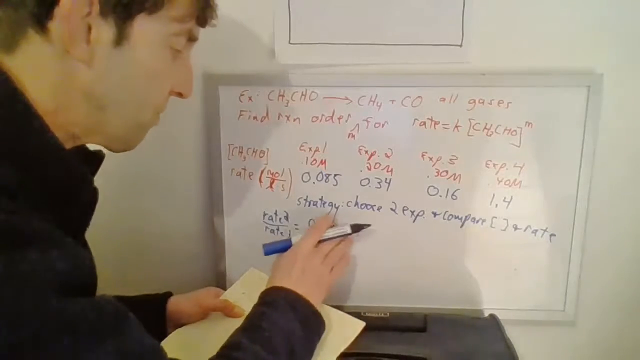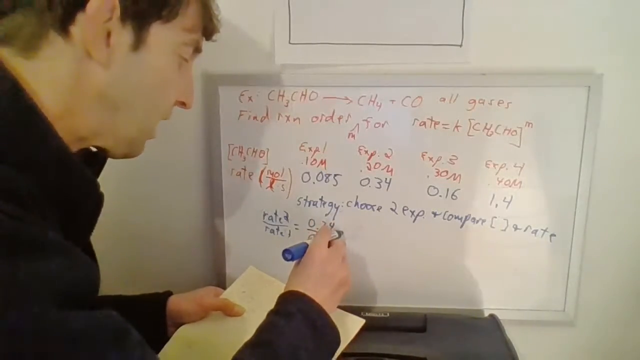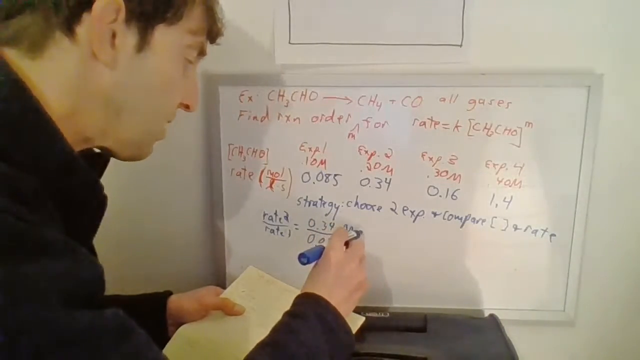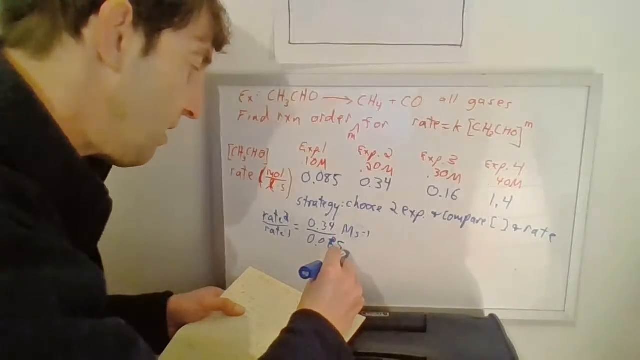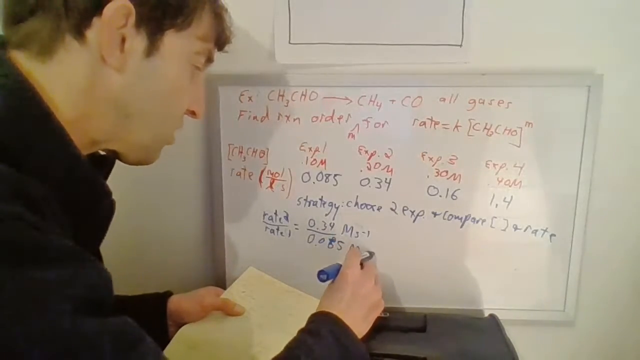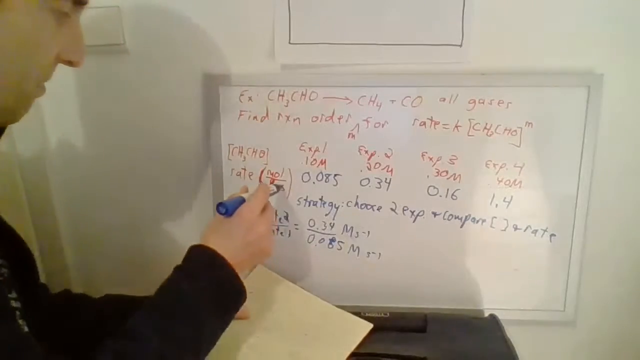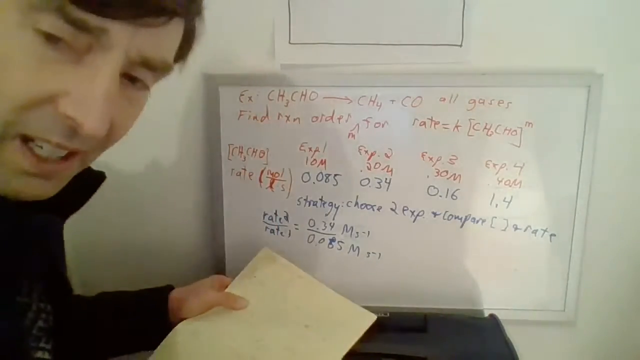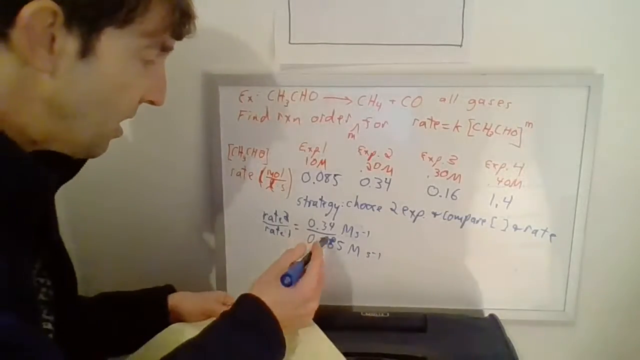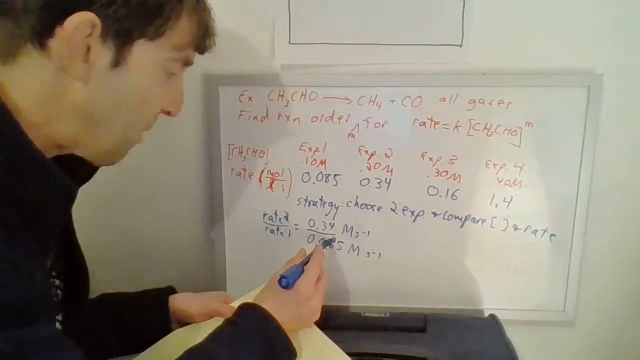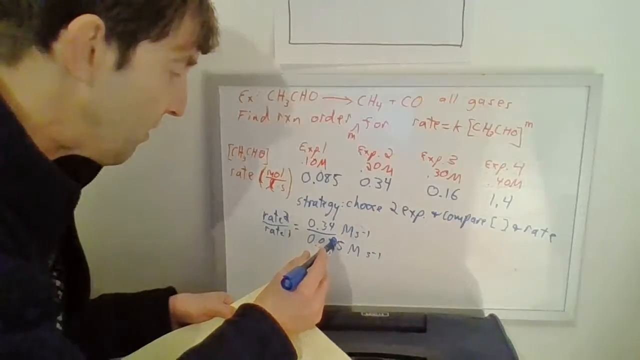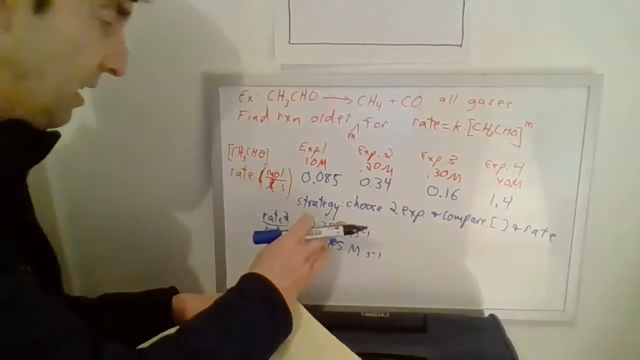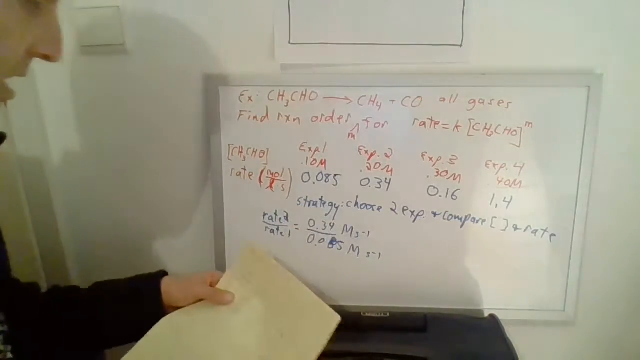Let's do it a smart way. So moles per liter, capital M, seconds minus 1. Can we do that? Moles per liter, seconds minus 1. That means it's in the basement, right? The little s minus 1. Okay, so divide that out on your calculators. 0.34 divided by 0.085. That looks awful. Okay, see what you get.